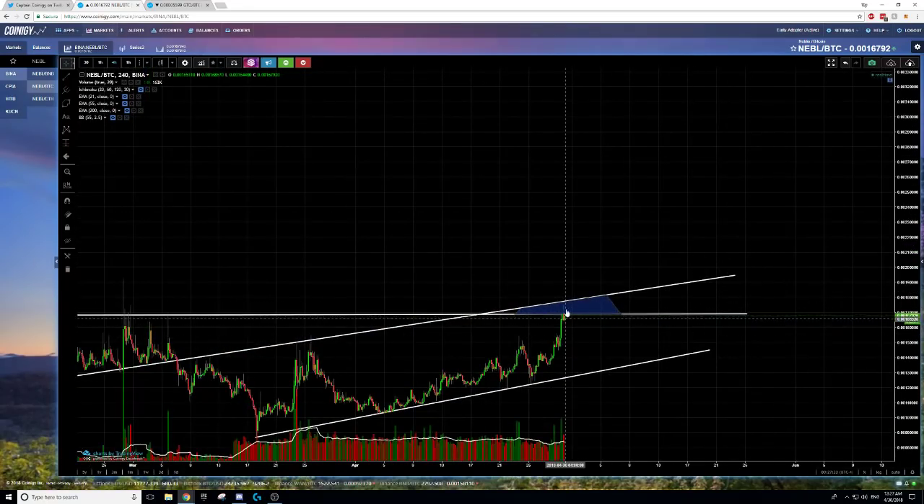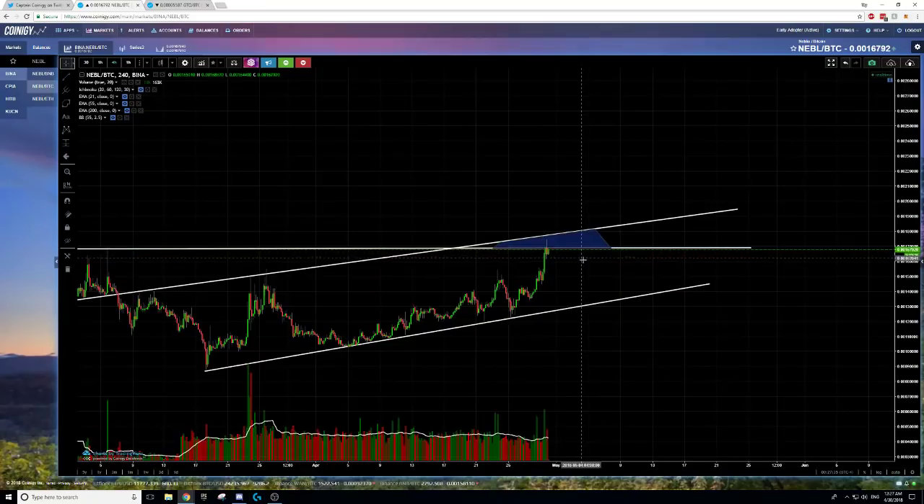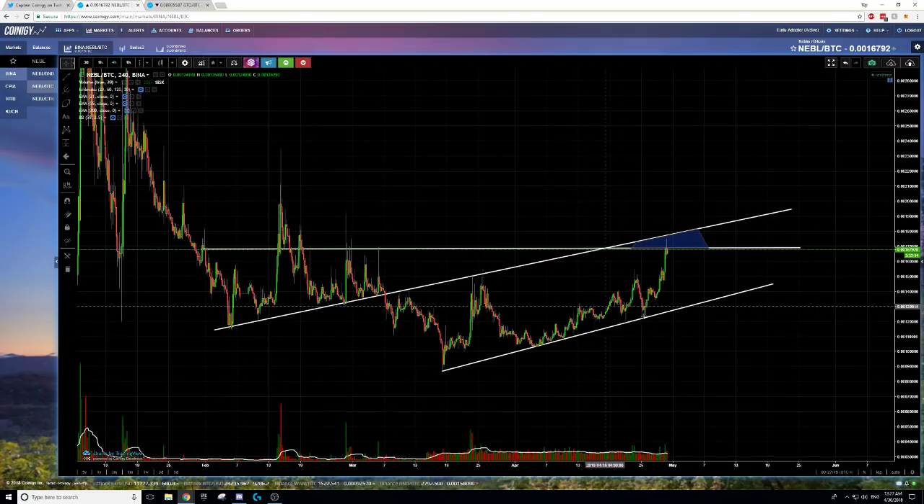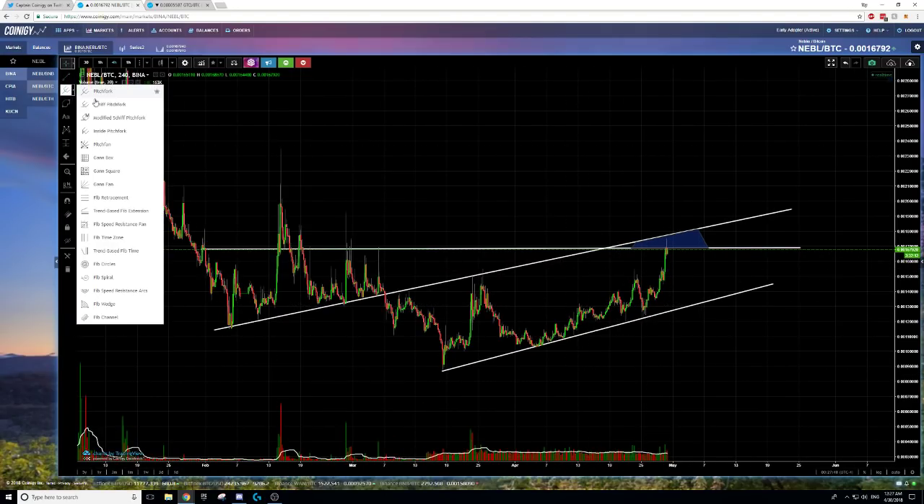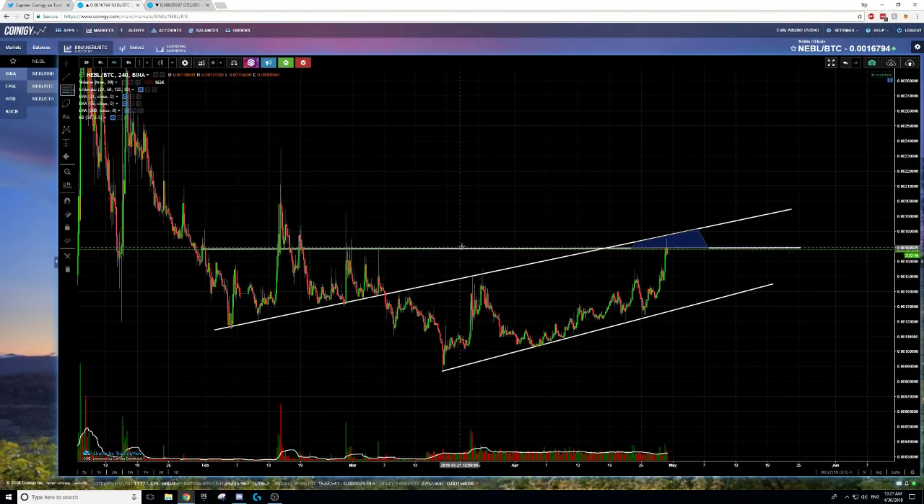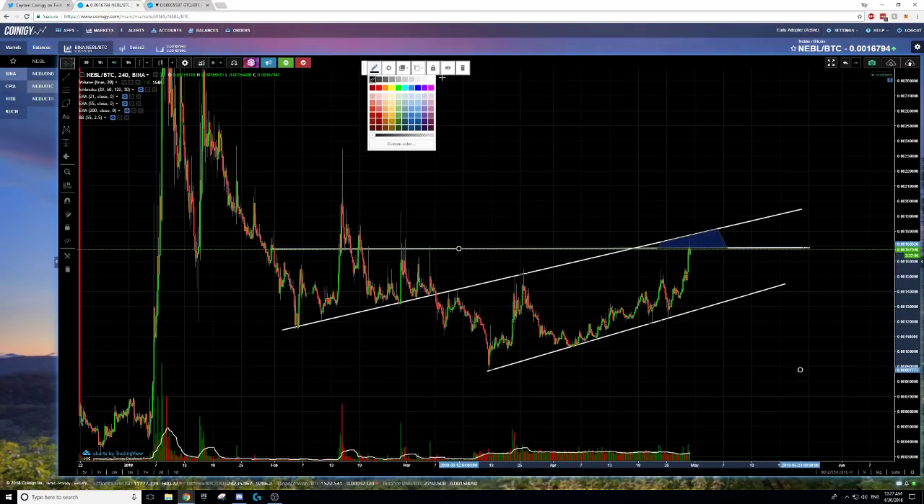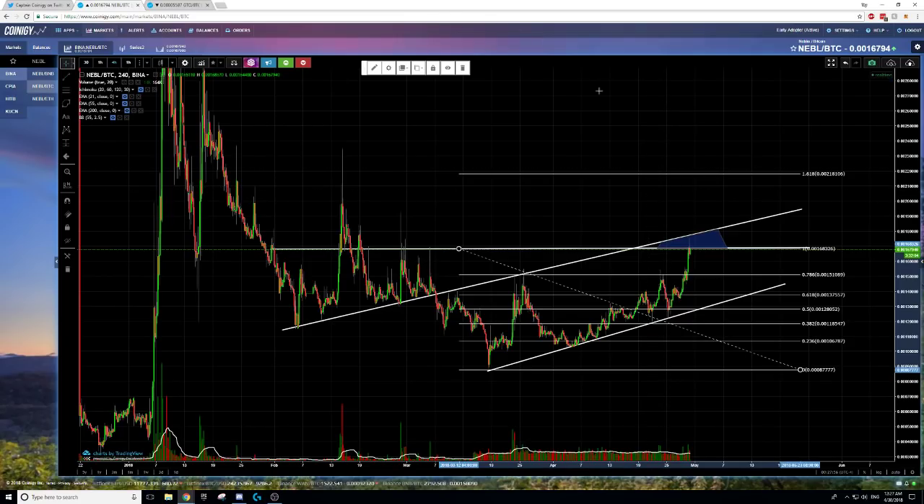And it looks like we couldn't break out through there. We might be trying again. The volume looks nice, but I definitely wouldn't buy it right now. I would only buy it... Oh, let's see. Let's look at our trusty fib retracement and see what we get.